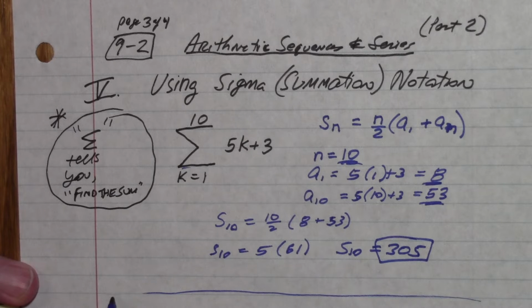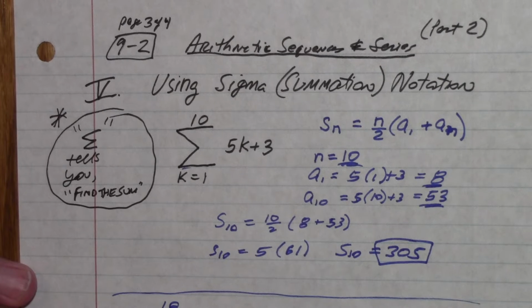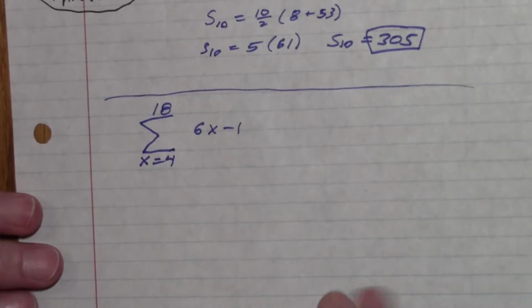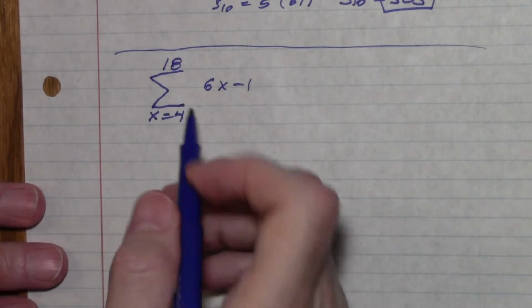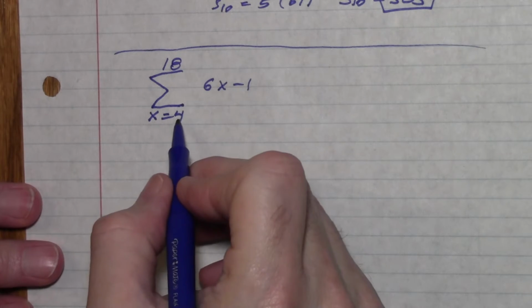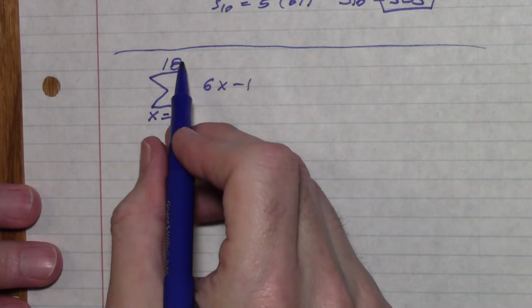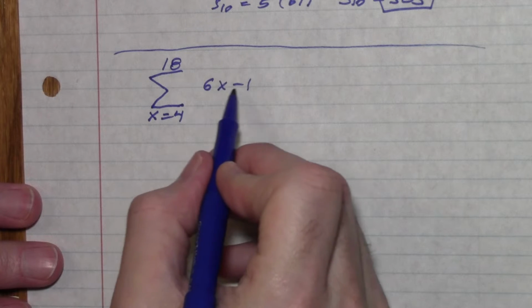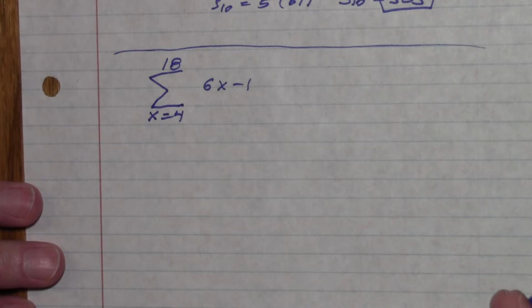Okay, let's do one with a twist in it. I'm going to draw that capital sigma. I'm going to say that x equals 4. I'm going to say 18. I'm going to say 6x minus 1. So this says find the sum of the series from the 4th term to the 18th term that is defined by this equation.